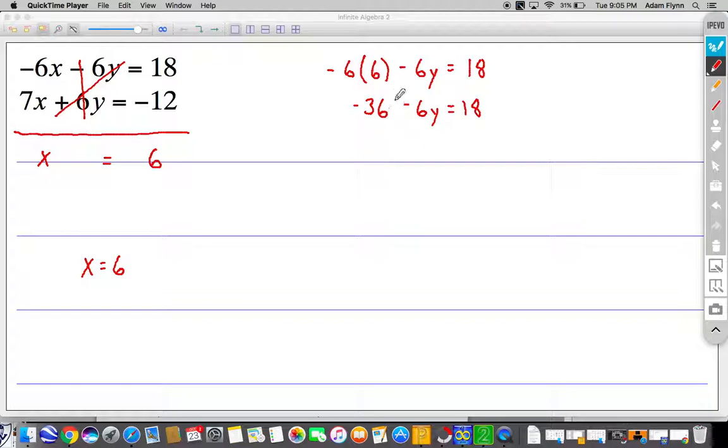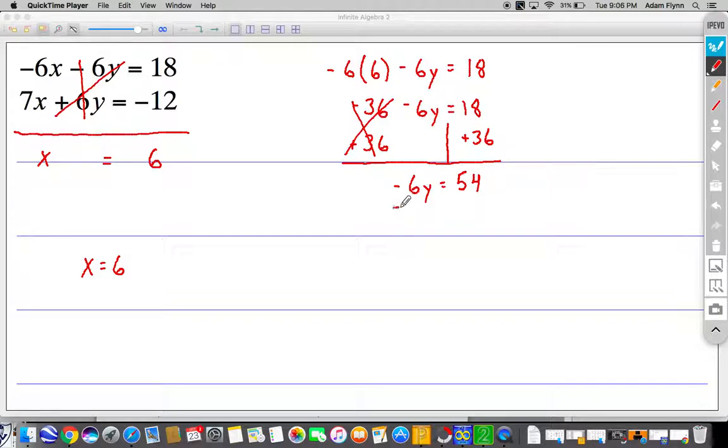So to get the y by itself, my first step will be to add 36 to get rid of the negative 36. So when we do that, negative 36 plus 36 cancels out. So we're left with negative 6y equals 18 plus 36, which I know is 54.